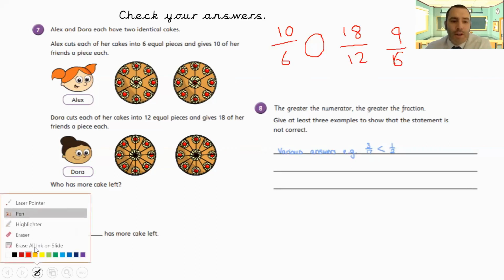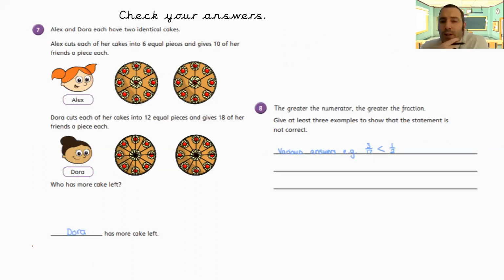So looking at our other question, the greater the numerator, the greater the fraction. Give at least 3 examples as to how we know this statement is not correct. So there's lots of ways of showing this. We'll have a look at the one that's on screen. We've got 3/17 is less than 1/2. Well, this one we know because 3 is not anywhere near half of 17. Half of 17 is 8.5. So this is not correct. So it shows that we have a larger numerator and it's still not the same over the denominator.